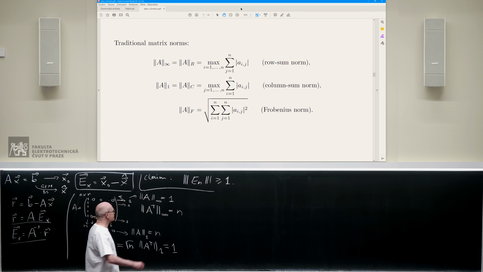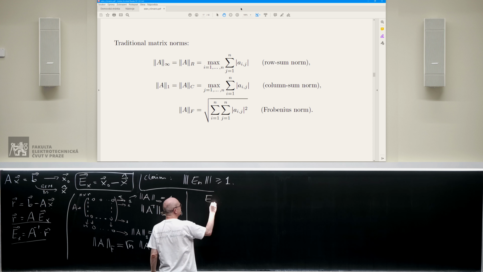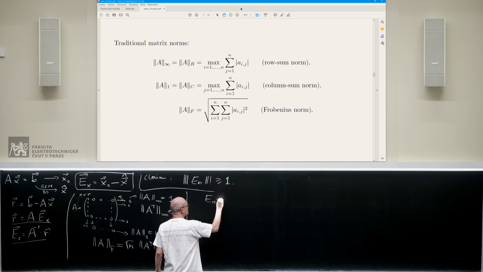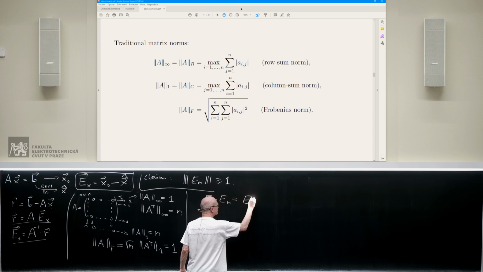How do I prove it? The answer is easily, in a few lines. Let's start with this identity. We know that the unit matrix, when it multiplies another matrix, preserves the matrix. Here we go.